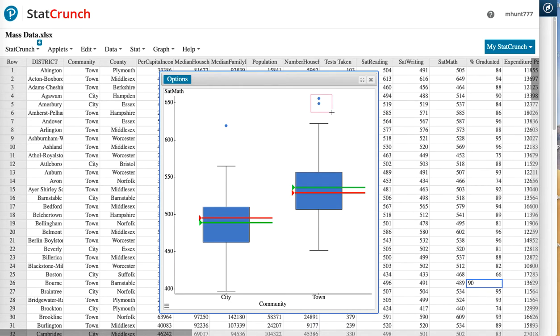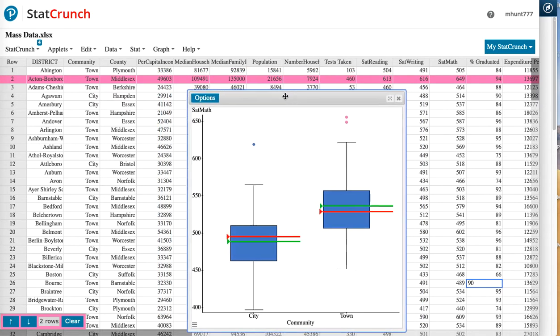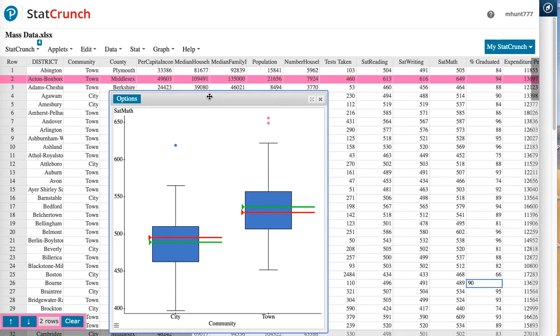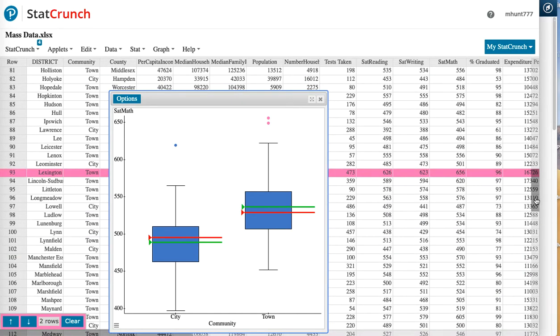I also want to note the outliers. There are two high outliers for towns. If I put a box around it, I see that one of those outliers is Acton-Boxborough. Acton-Boxborough had a math SAT of 649, which is unusually high for towns. The other town that had a high outlier was Lexington. It had a math SAT of 656, which is unusually high for towns.